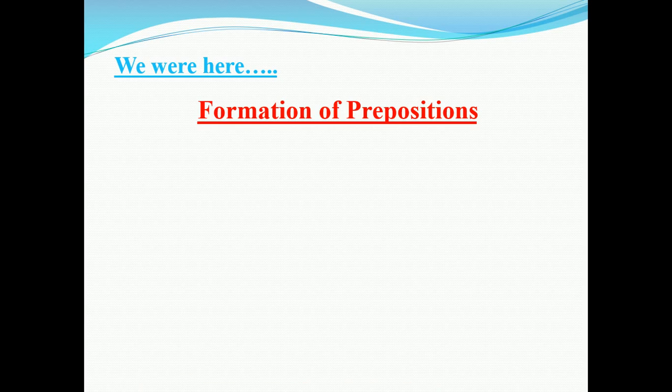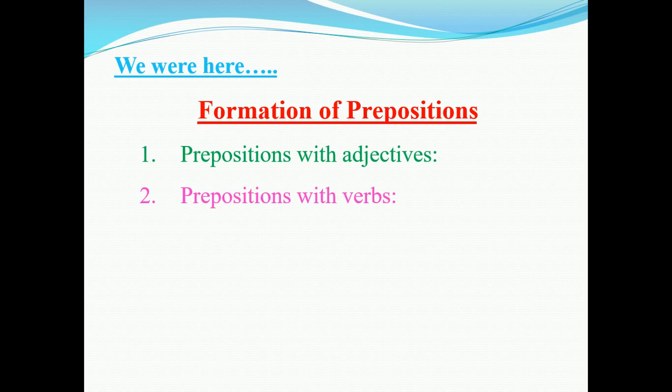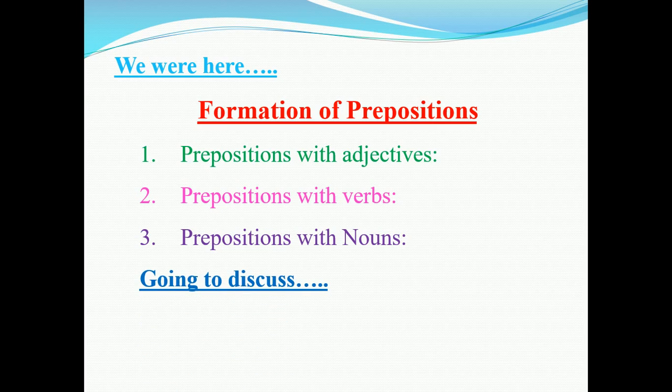There we have seen three different kinds: the first one is prepositions with adjectives, the second one is prepositions with verbs, and the third one is prepositions with nouns. And we have seen a very detailed explanation of these three topics, and I hope that you have learned these topics very well. Today we are going to discuss the rules of prepositions.